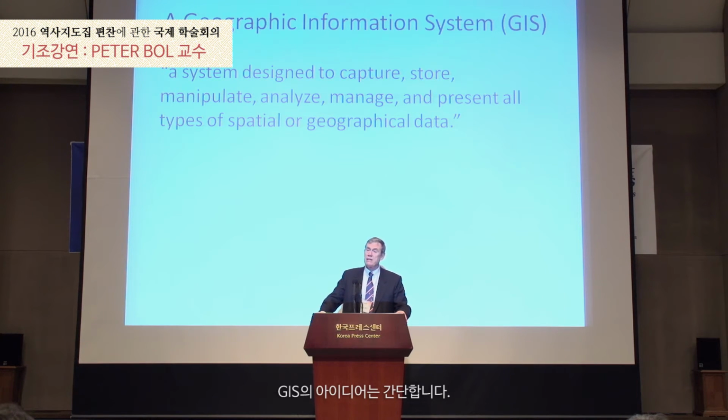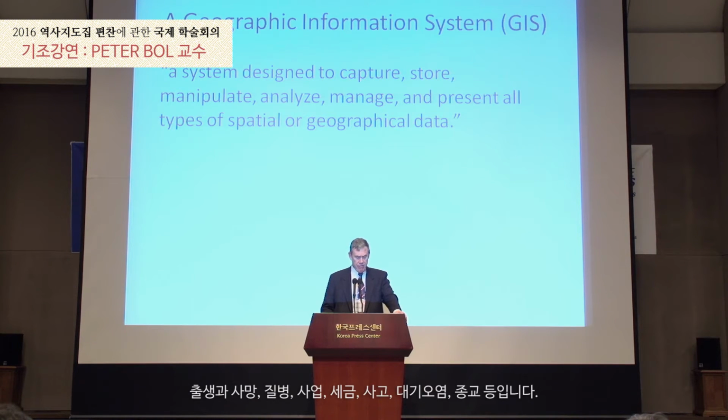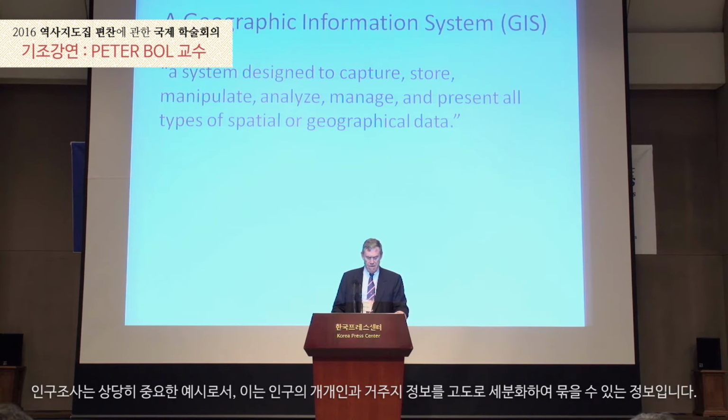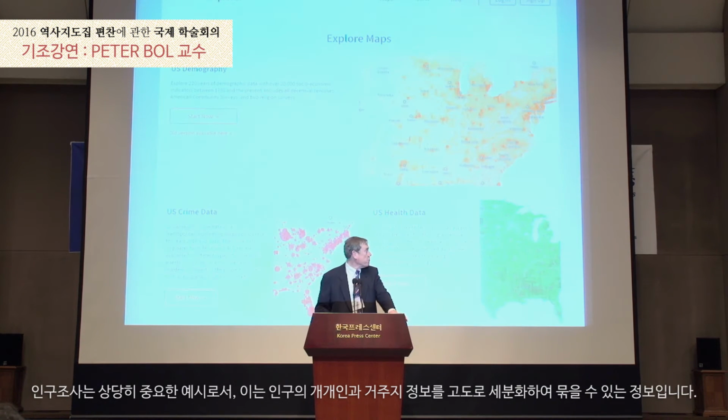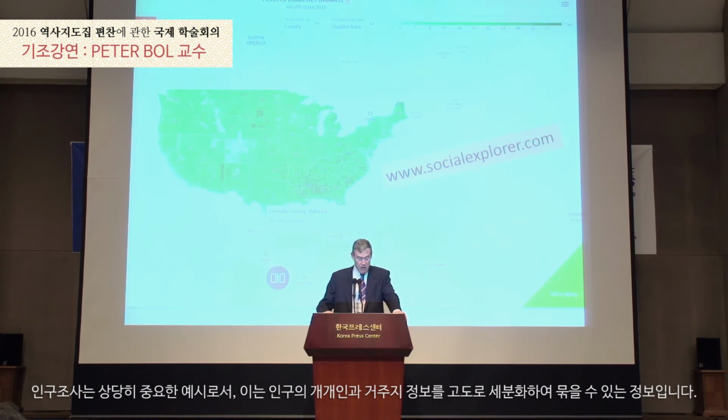The idea behind GIS is simple. Many different kinds of information include place as a variable or an attribute: birth and death, sickness, business, taxes, accidents, air quality, religion. The census is the preeminent example of how information about individuals can be tied to places of residence at a very high degree of granularity.